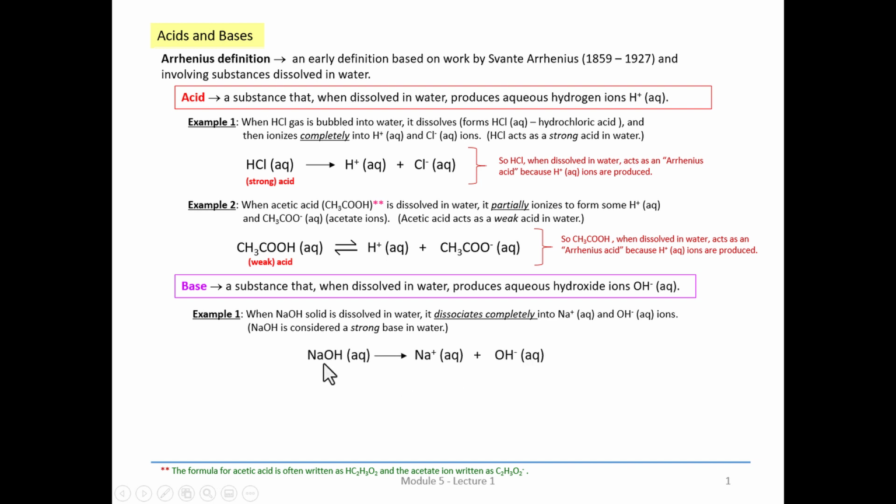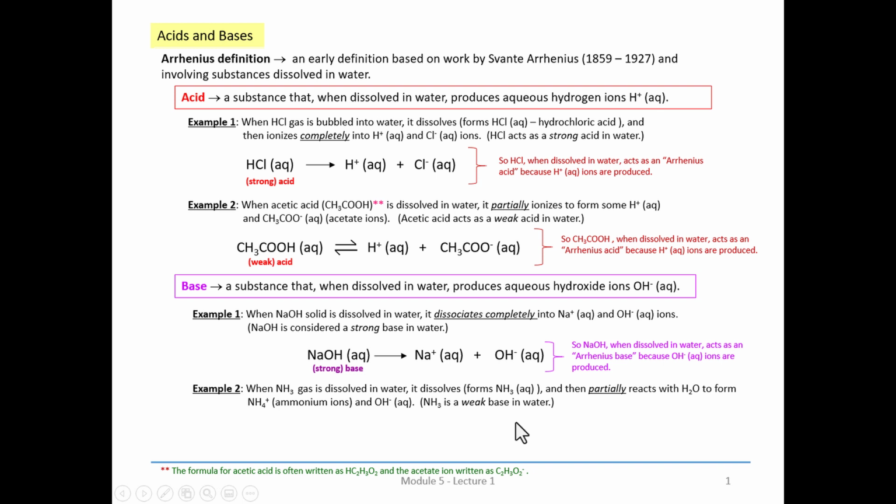If we write an equation for that, we say sodium hydroxide, when dissolved in water, is aqueous sodium hydroxide, but it dissociates completely into sodium ions and hydroxide ions. We label the sodium hydroxide as the strong base that's producing these hydroxide ions, and we say NaOH, sodium hydroxide, when dissolved in water, acts as an Arrhenius base because hydroxide ions are produced right there.